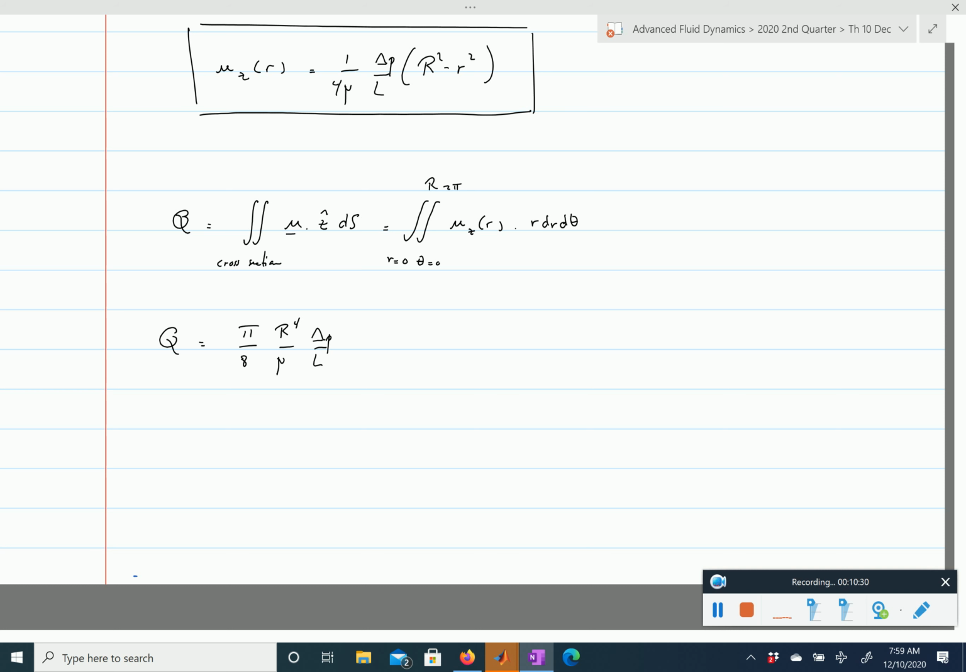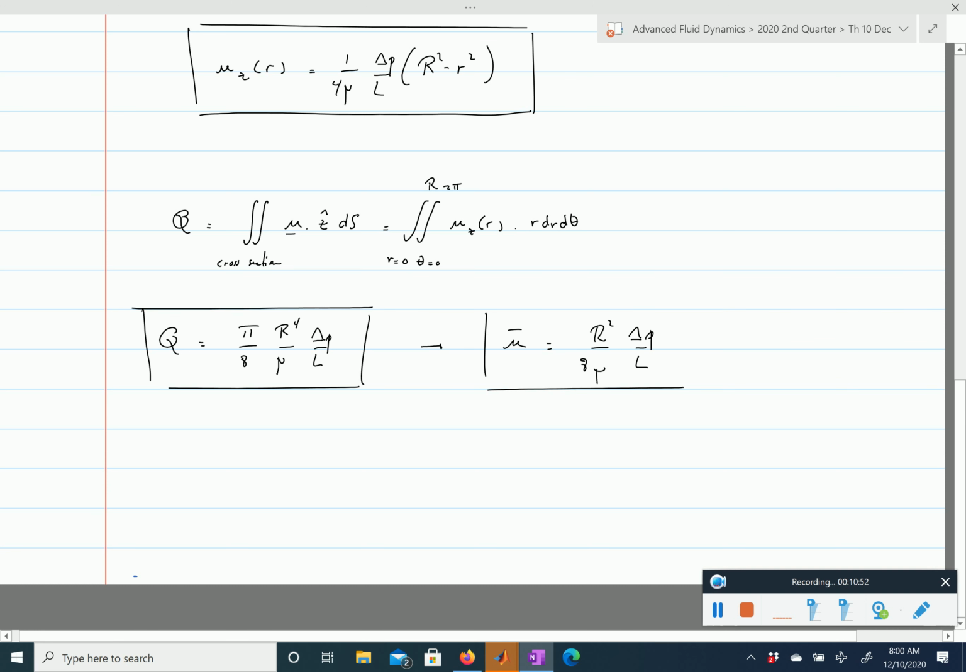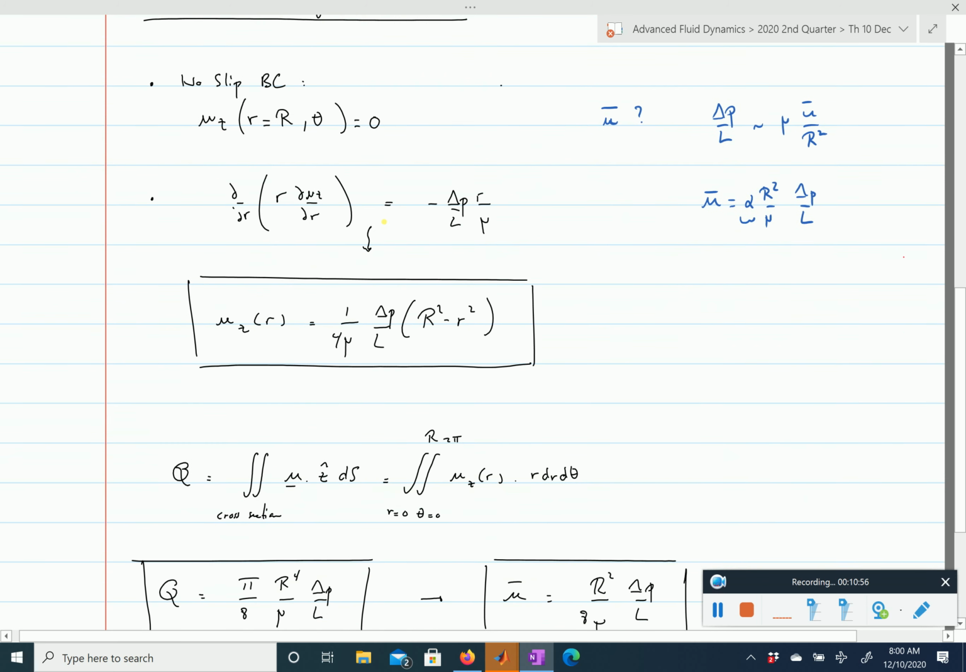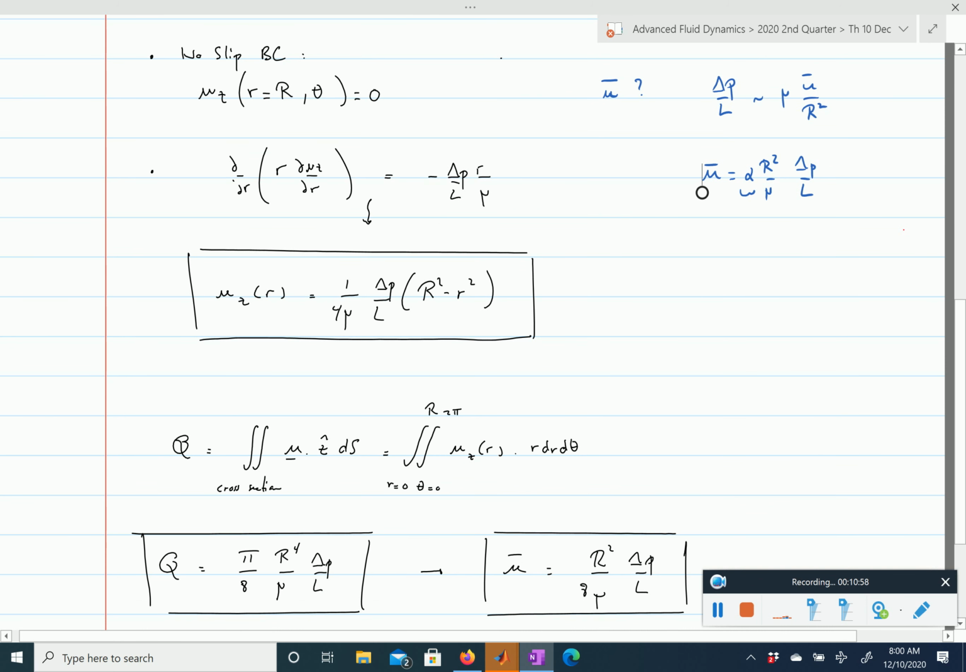Once we have the volumetric flow rate, we can just divide by the surface area, pi times r squared, to get to the average velocity. Right? And so the average velocity, if we divide this by pi r squared, we get just r squared divided by 8 mu delta p divided by L. Right? So this is our average velocity. And note that this is precisely what we had in our scaling analysis, except that in the scaling analysis, we didn't predict the 1 divided by 8.